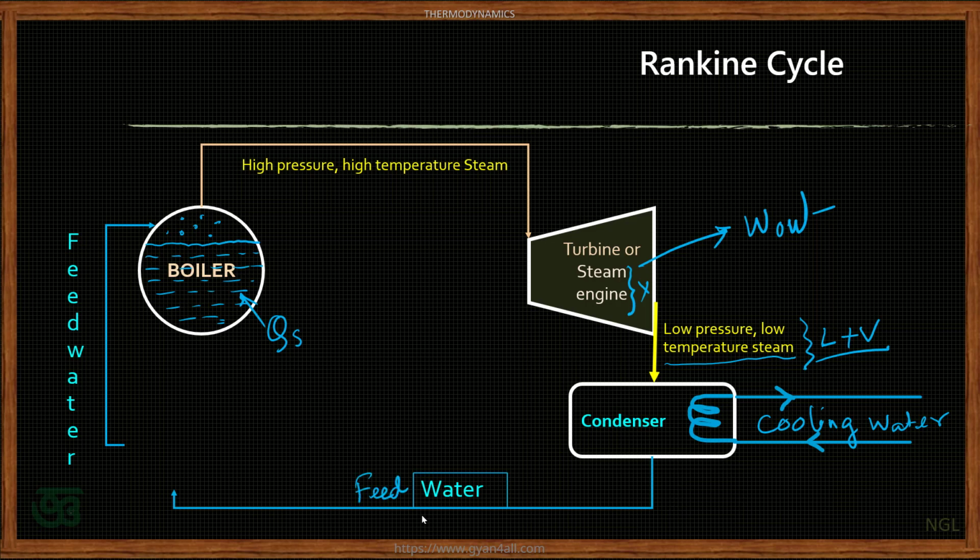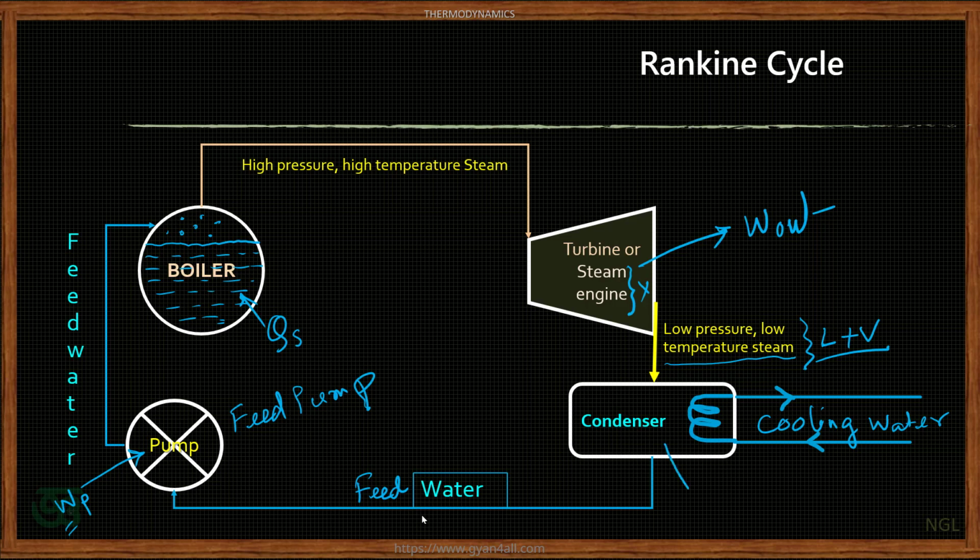This feed water is pumped to the boiler because the boiler pressure is very high. So we need a pump called the feed pump, which supplies water at high pressure to the boiler, and this way the cycle is completed. In a pump we need to do some work to run it, which we will call the work input to the system, WP. And in a condenser there is rejection of heat. Due to this rejection of heat, the steam becomes water. So this is the complete cycle of a thermal power plant.